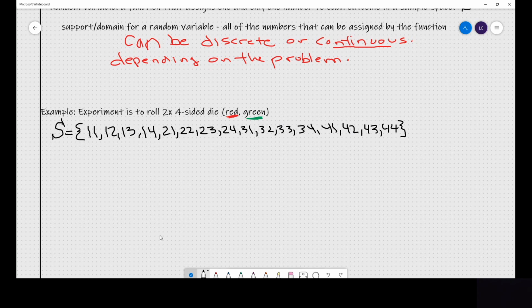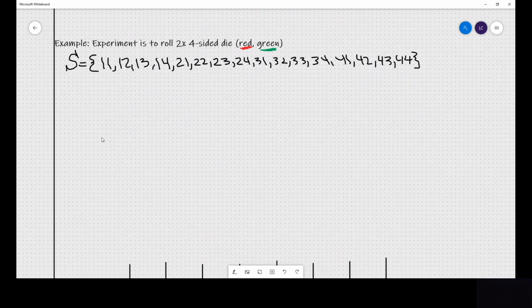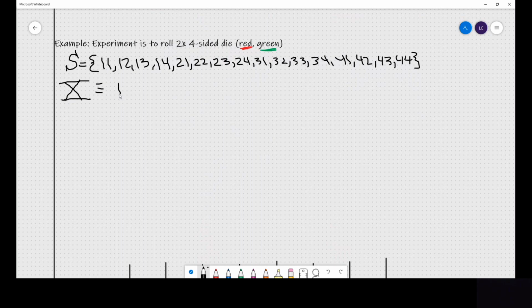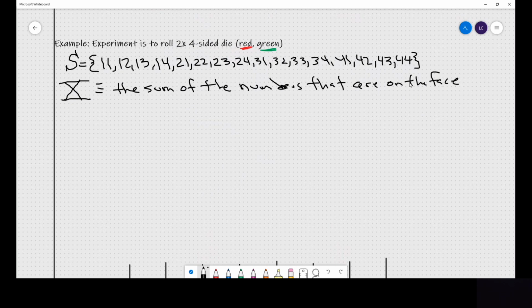I'm going to give you an example of 2 different random variables. The first one is probably what you're already thinking about. It would be the random variable X for this particular experiment. Again, I draw those little lines above and below, and I'm going to define this random variable as the sum of the numbers that appear on the face, in other words, the face of the die.